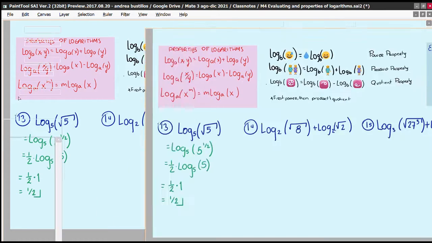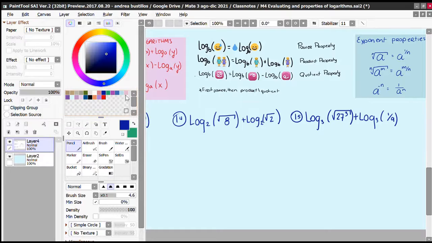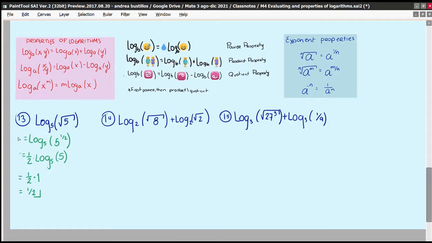And that's it. I'm going to show you another way to solve this same exercise. So, starting from the beginning, you know that this can be rewritten as logarithm base 5 of 5 to the power of 1/2. So you can always answer this question: 5 to what power gives me 5 to the power of 1/2? And the answer is obviously 1/2. Different ways to get to the same result.